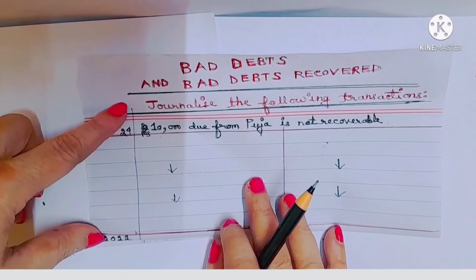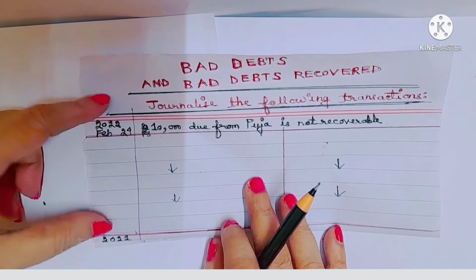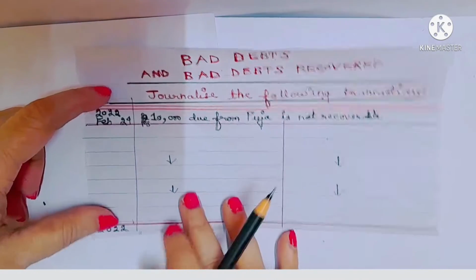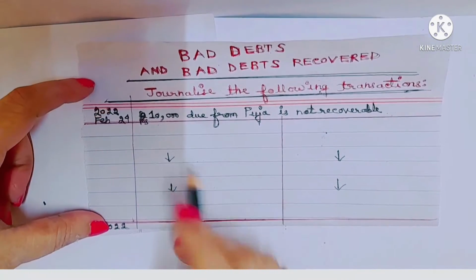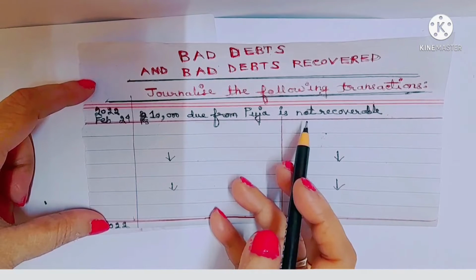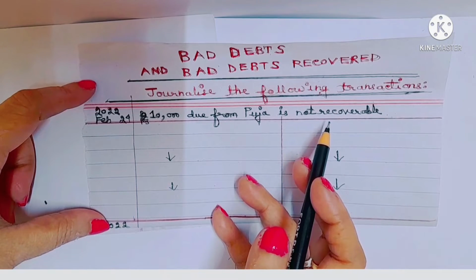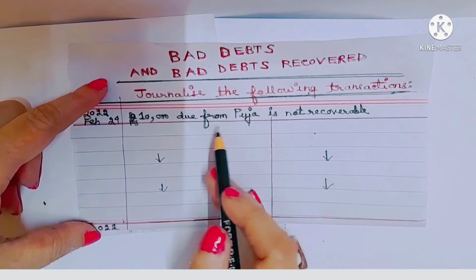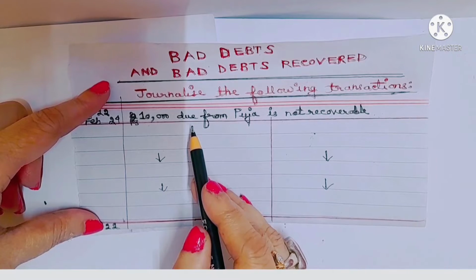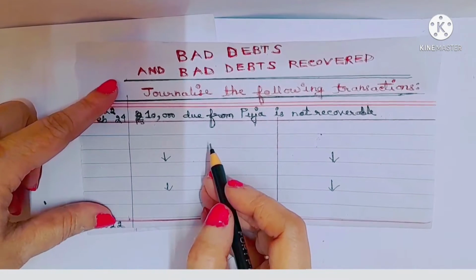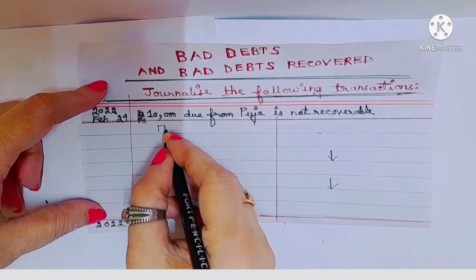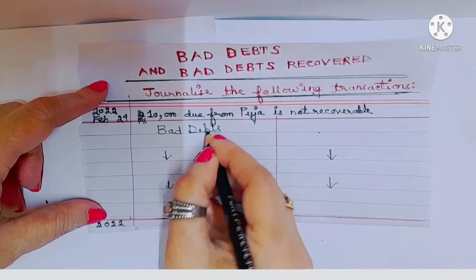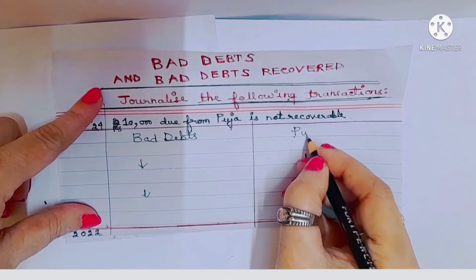So let's journalize the following transactions, in rough work of course, initially. The first transaction is rupees 10,000 due from Pooja is not recoverable. So that means we are unable to get money from Pooja, rupees 10,000. What are the two accounts you have to identify? First one is bad debts account. Another one is Pooja account.